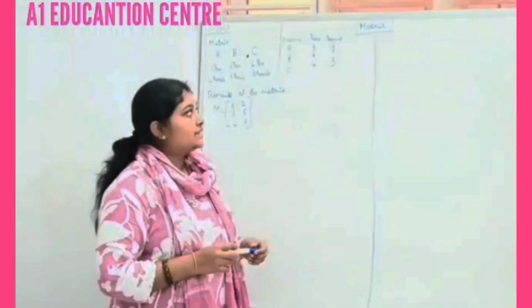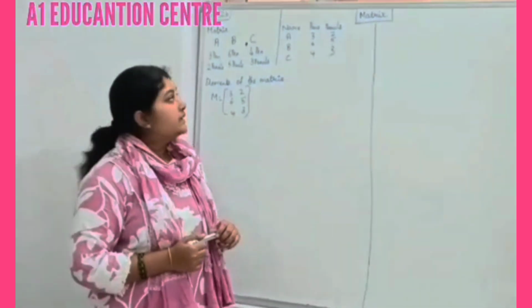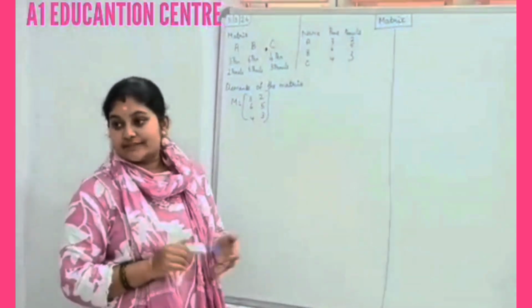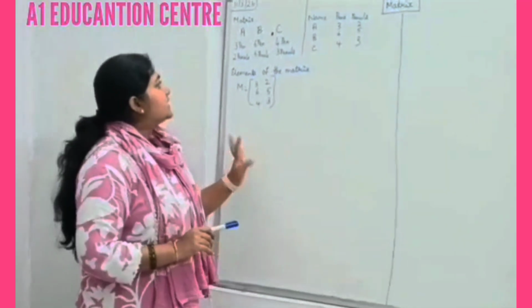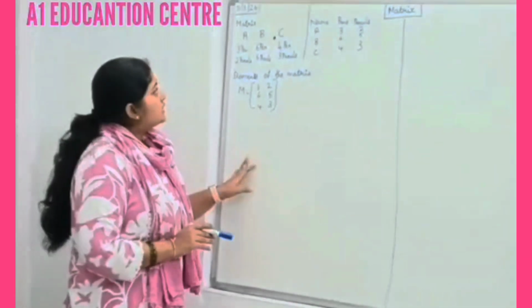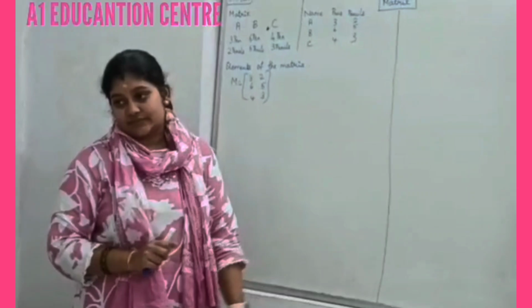So far in the last class we were talking about matrix. Matrix and types of matrix, elements of matrix and order of matrix is done. So today I'll just give you a glance of the last class. So what do you mean by matrix?